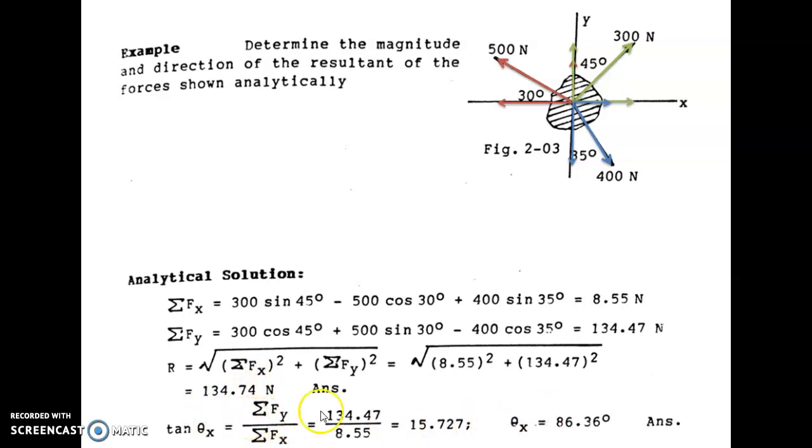And then, tapos ito naman yung direction niya. So, ginamitan natin siya ng tangent. Okay, so Fy over Fx. So, using the arc tangent, so that is 86.36 degrees.